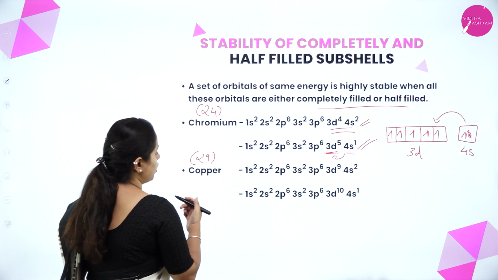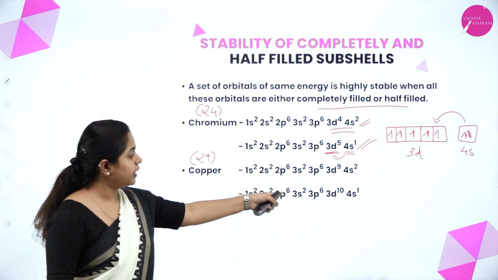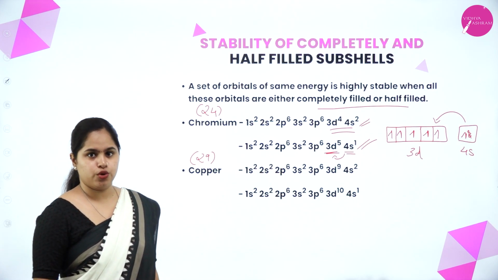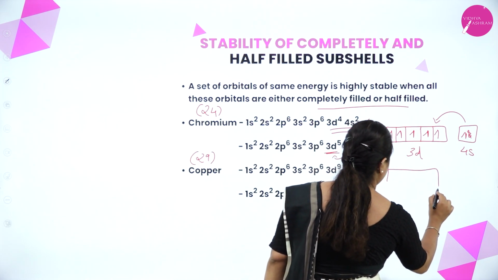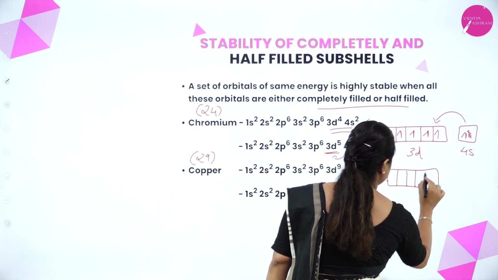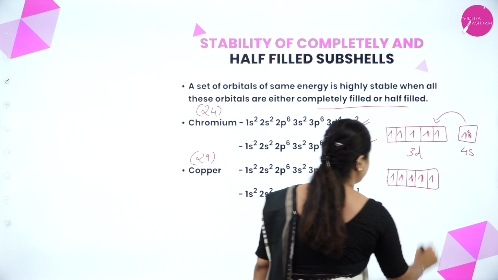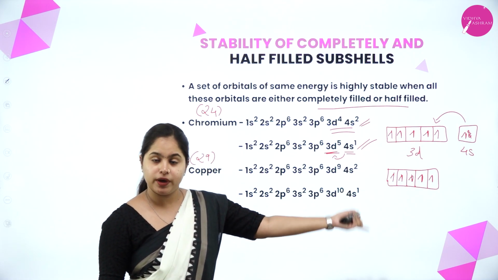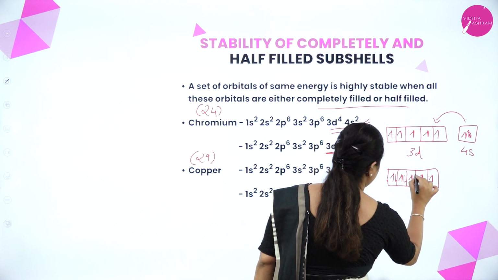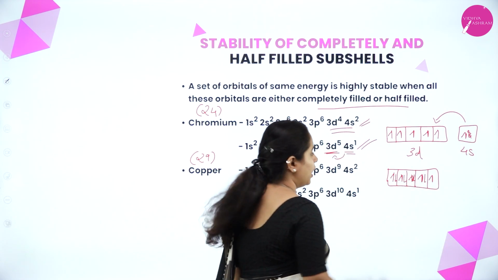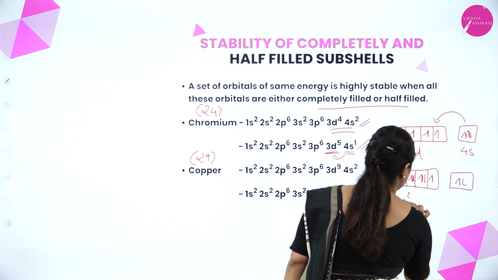What is its electronic configuration? 1s2, 2s2, 2p6, 3s2, 3p6, 3d9 and 4s2. What is 3d9? 5 orbitals are present in d: 1, 2, 3, 4, 5. What did we just study? Electrons singly occupy first, then we start pairing. So 1, 2, 3, 4, 5, 6, 7, 8 and 9. And then in 4s, 2 electrons are present.